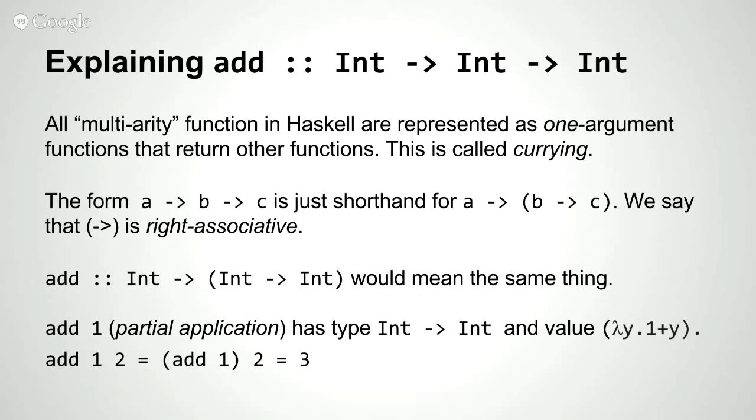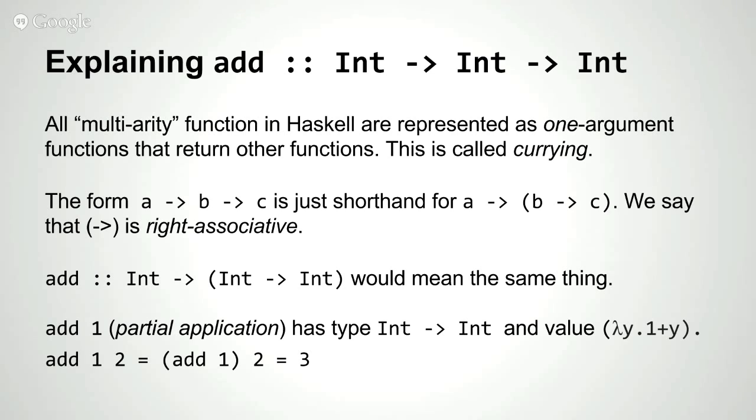So every multi-arity function, 2 or 3 or 4 arity, is represented as a one-argument function or a unary function that returns another function. So when you see A arrow, B arrow, C, it's just shorthand for A arrow quantity, B arrow, C. And we can omit the parentheses because Haskell will group these successive arrows from the right, like so. So we call it right associative. So if you gave add the explicitly right associative type signature near the bottom, it would mean the same thing.